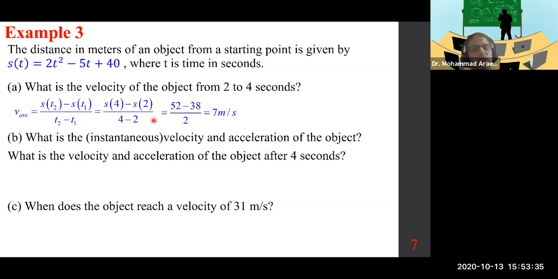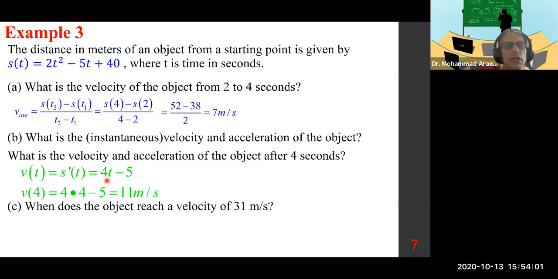What about the instantaneous velocity and acceleration? First, the instantaneous velocity, even if it doesn't say instantaneous, later on you see that at 4 seconds, that's what it means. But what is the velocity and acceleration? Normally in physics, we refer to a differentiation. So differentiate this. This is simple differentiation: 4t minus 5. And after 4 seconds, you just plug in and you get 11 meters per second. The units for the velocity, whether it's average or instantaneous, make no difference.